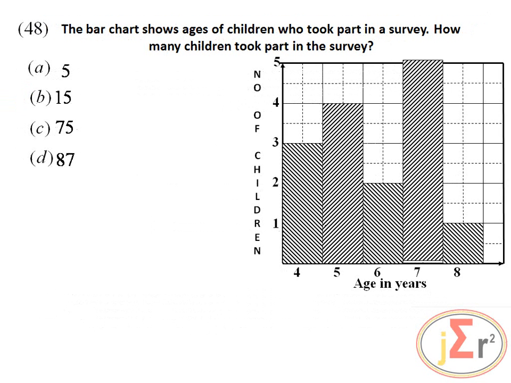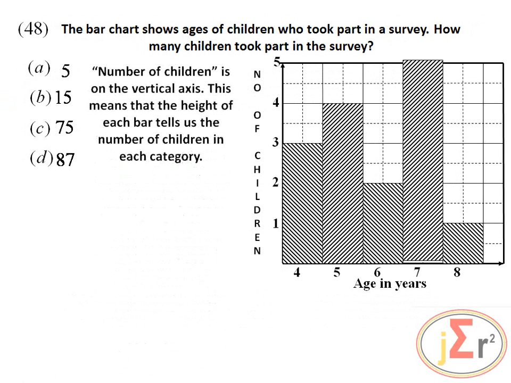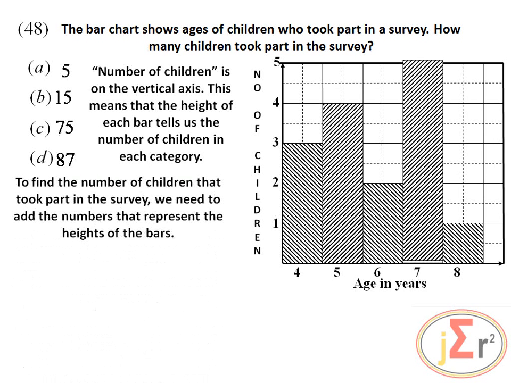The bar chart shows ages of children who took part in a survey. How many children took part in the survey? Number of children is on the vertical axis. This means that the height of each bar tells us the number of children in each category. To find the number of children that took part in the survey, we need to add the numbers that represent the height of the bars.